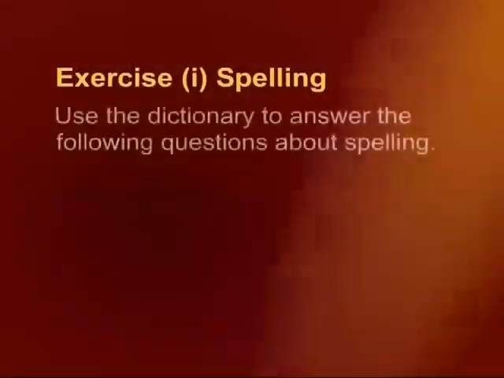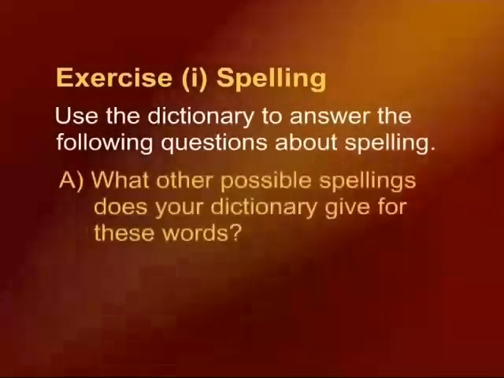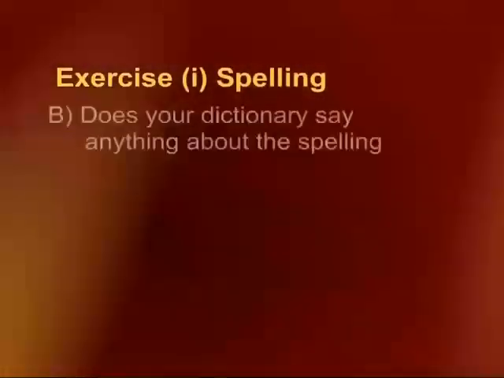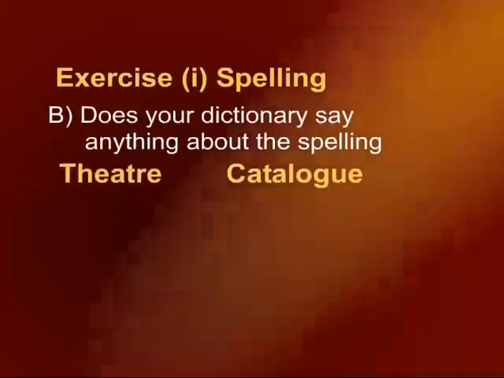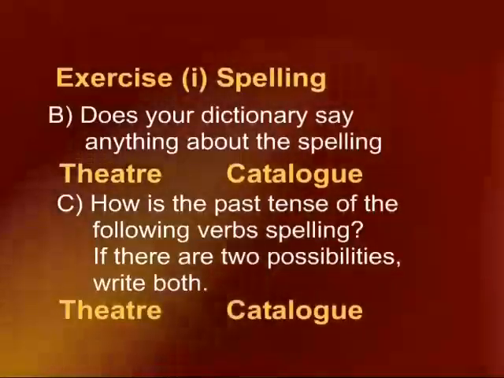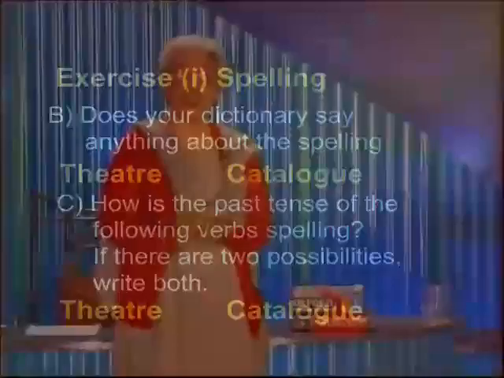I would like you to open your dictionaries and look at the word theatre and the word catalogue. On the screen, you will find these words given. And just see how they are spelled. Your dictionary will clarify for you. It will have the word AM for American, BR for British. It will tell you which is the British spelling and which is the American spelling. Now, that is the first use of your dictionary.